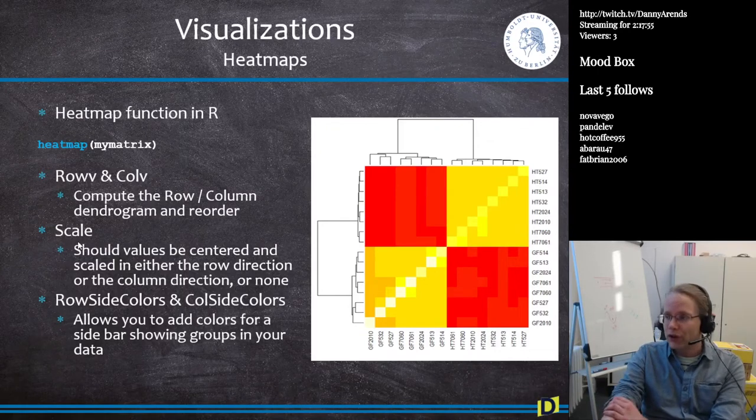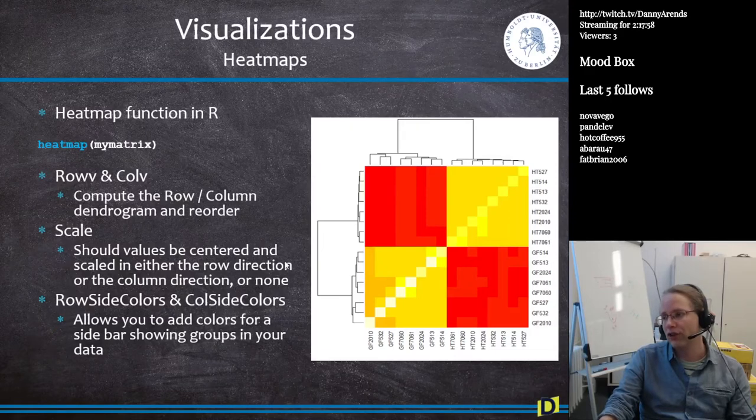Besides that, we have the scale function. Always set scale to none in the first instance, because then it won't start rescaling based on row or column means. And besides that, what you generally want to use is, for example, a RowSideColors or a ColSideColors. That means that it will add an additional bar here. Using this, you can add colors for different groups that you have in your data. So I could add a little bar here which colors, for example, blue for males and orange or pinkish for females. Then I can see if the females cluster together as well as the males clustering together.